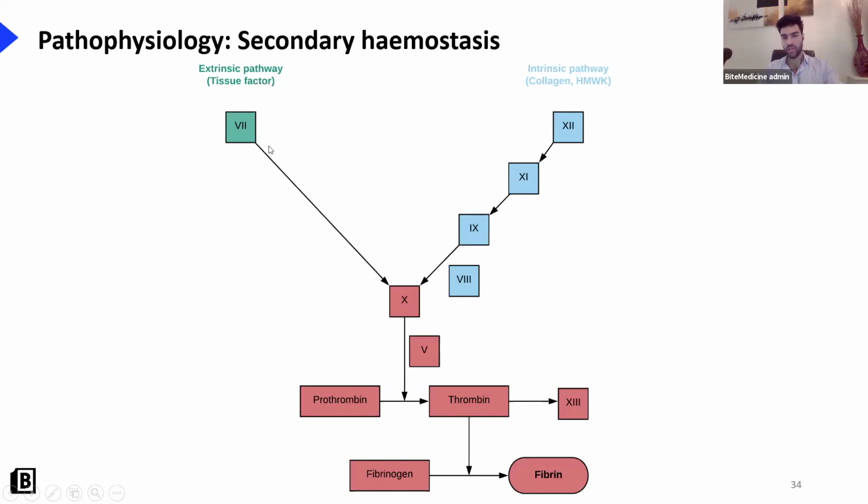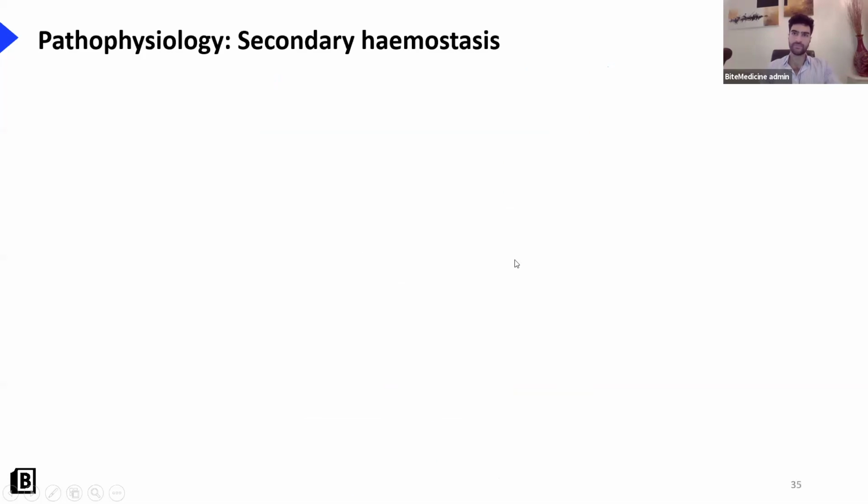One other point to know is when you have an activated factor, it has a little A written after it, which I haven't got here for simplicity. So for example, once factor 10 is activated, it's known as factor 10A. Once factor 9 is activated, it's known as factor 9A, the A standing for activated.